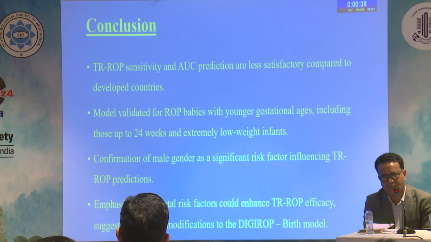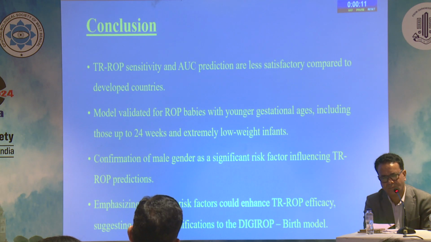So in conclusion, the treatment related ROP sensitivity and the area under curve prediction were less satisfactory in comparison with the other studies done in developed countries. The model validated for ROP babies with younger gestational ages included those up to 24 weeks and extremely low birth weight infants. This study also confirms that the male gender had a higher significant risk factor in influencing the treatment requiring ROP predictions. This study also emphasizes the need for even the postnatal risk factors, which could also enhance the treatment requiring ROP efficacy, and this suggests potential modifications to the DigiROP birth model in the future.